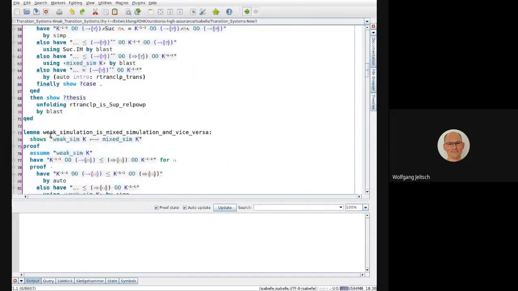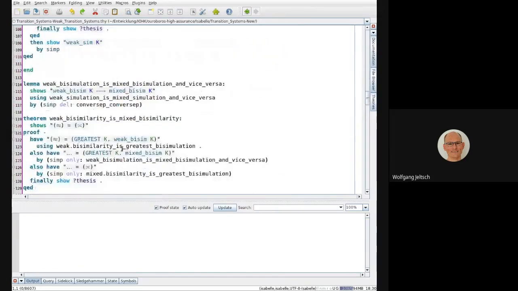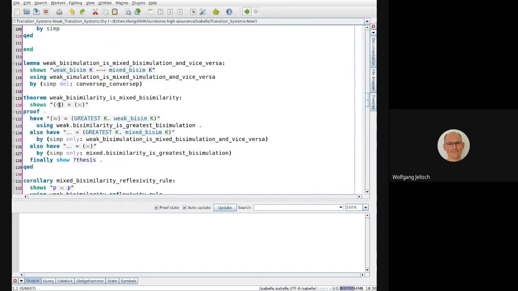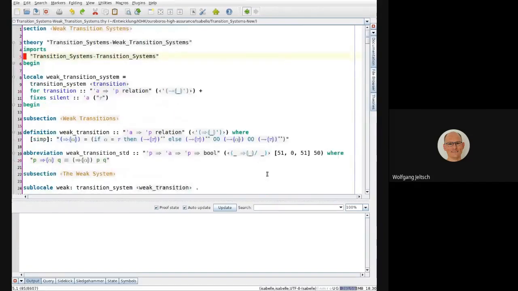And finally, we show that a weak simulation relation is the same as a mixed simulation relation. And likewise, oh, that's quite involved. And likewise, then for the bisimulation, this follows. And then in the end, we get this statement that weak bisimilarity is mixed bisimilarity, which is this central thing. And then there are some corollaries. And then there's something interesting about up-to methods also. So at least some of this is topic for next week.